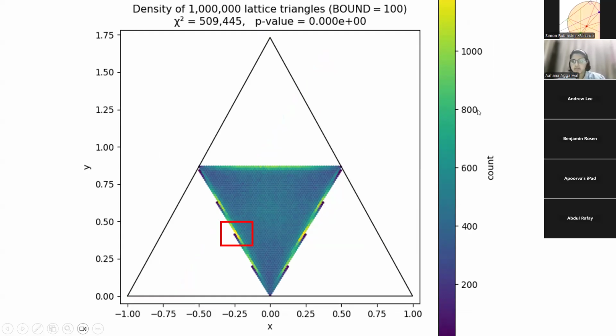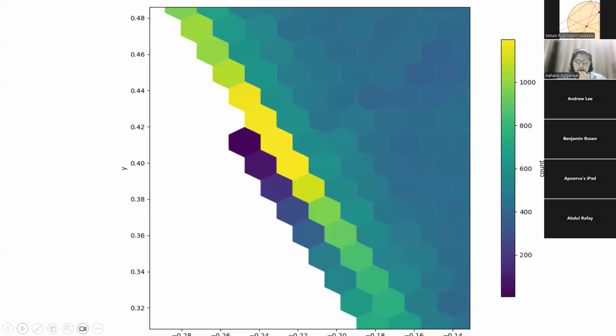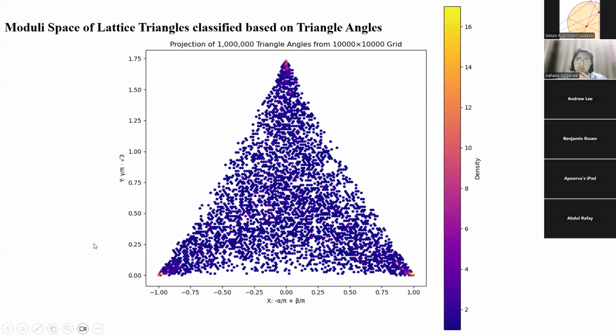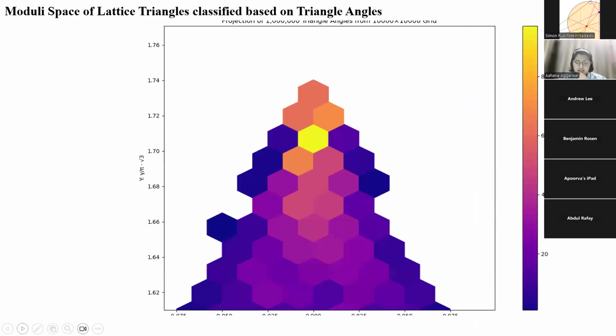If we zoom in on this color graph, we can see that there are some discrepancies. In the majority of the plot, it's bluish-greenish, showing uniform distribution. But on the sides, there are some yellow sections. When we zoom into them, we see a high count, above 1,000 triangles, lying in these small hexagonal areas. This is a plot of the moduli space divided on the basis of their triangular angles. We observe the same thing at the vertices of this so-called triangle, where there are some high-density points like these.